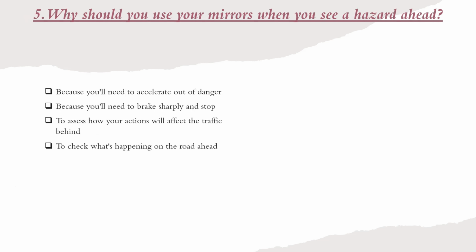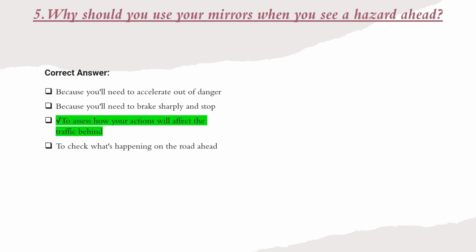5. Why should you use your mirrors when you see a hazard ahead? Because you'll need to accelerate out of danger. Because you'll need to brake sharply and stop. To assess how your actions will affect the traffic behind. To check what's happening on the road ahead. Correct answer, to assess how your actions will affect the traffic behind.